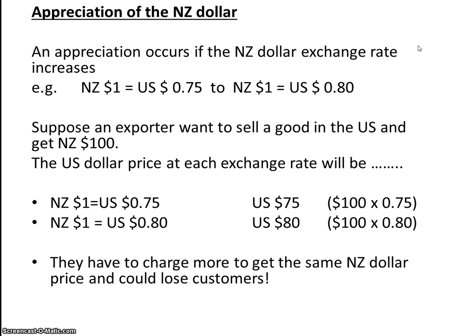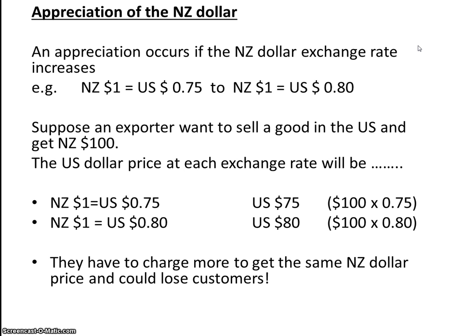So let's look at this in particular. An appreciation occurs if the exchange rate goes up, say from US 75 to US 80 cents. Suppose you want to sell your good in the United States and you want to get 100 New Zealand dollars for it. That's your price. The US dollar price is going to change when the exchange rate changes. So originally you might have been able to charge 75 US dollars. Now, just because the exchange rate's changed, you have to charge 80 US dollars to get the same amount of New Zealand money back. So that's going to put our prices up, and we're going to lose customers.